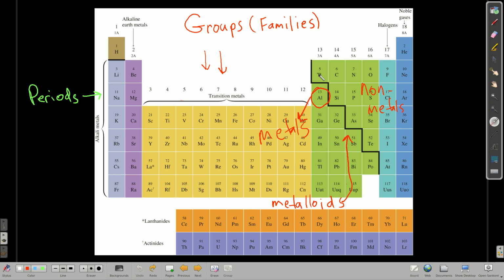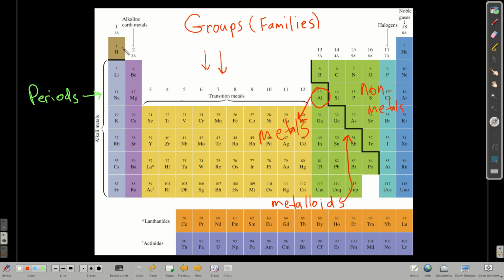Except most of the elements that are touching this staircase are called metalloids, with the exception of aluminum, aluminum is a metal. So that means boron, silicon, germanium, arsenic, antimony, thorium. These are metalloids. Metalloids have properties between those of metals and nonmetals.